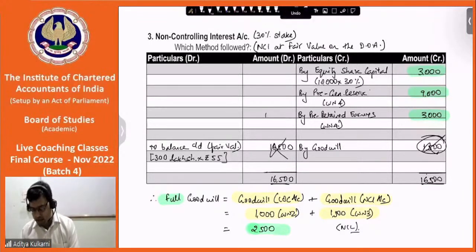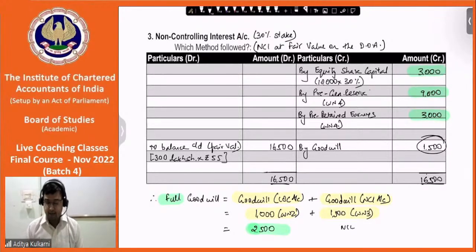In the consolidated balance sheet, what should we do? It depends on the method. It's not mandatory that you have to follow NCI at fair value. Neither is it mandatory that you have to follow NCI at proportionate share of net assets. It is an accounting policy choice.